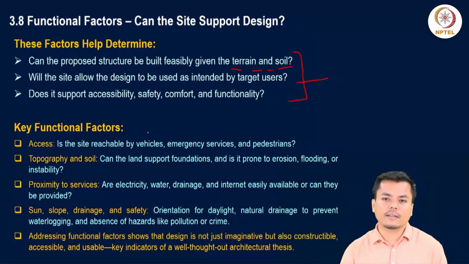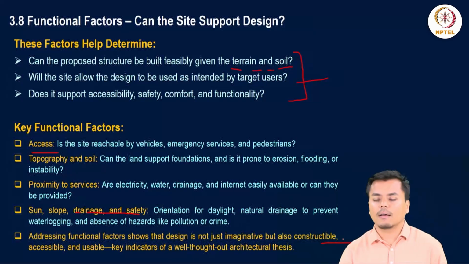So the key functional factors that you should keep in mind is access. Is the site reachable by vehicle or emergency services like fire tenders or ambulances and pedestrians? Topography and soil. Can the land support foundation, as it is prone to erosion, flooding or instability? Proximity to services. Are electricity, water, drainage and internet easily available near the site? Sun, slope, drainage and safety are important factors which help you design the building. Addressing functional factors shows that the design is not just imaginative but also constructible.